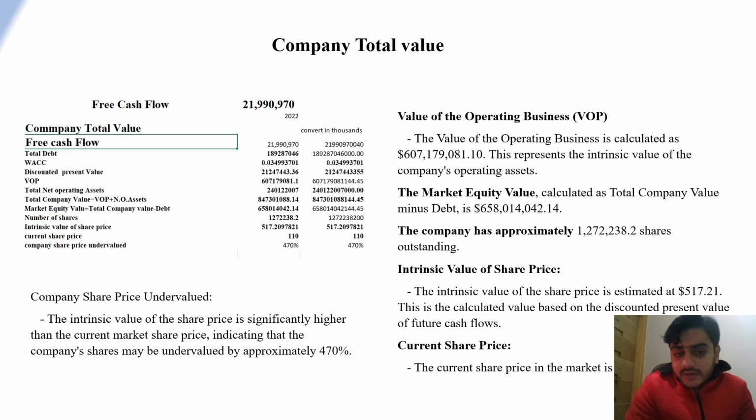Why are we calculating the intrinsic value? By applying the free cash flow model, we discount this amount, add the net operating assets, and subtract the total debt from the total company value. We calculate the equity market value and divide it by the total number of outstanding shares. The result is the intrinsic value per share, which is 517 rupees, while the current price was 110 rupees. So the share is undervalued by 470%, which means a very strong company whose share price is undervalued.